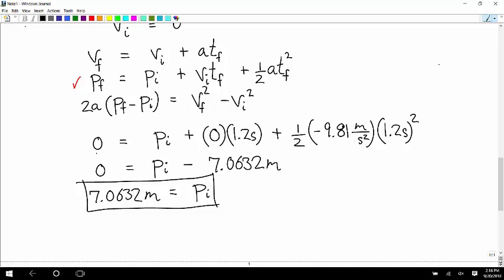Then I moved it to the other side. So I added 7.0632 to both sides. Just from this point, I just added 7.06 to both sides. And so this is positive. Any other questions on that one? So in the low 20s feet.